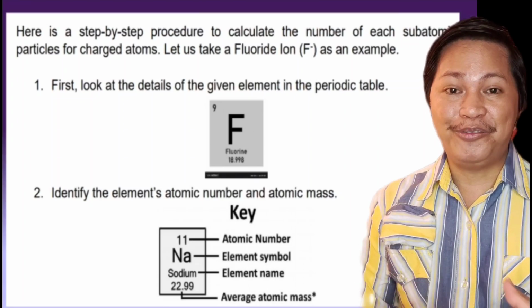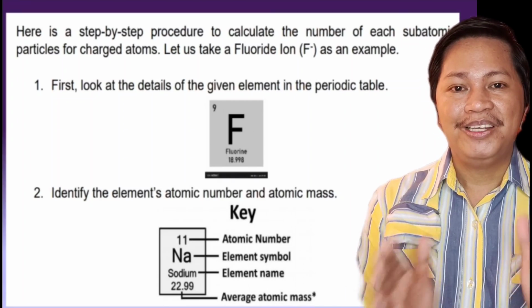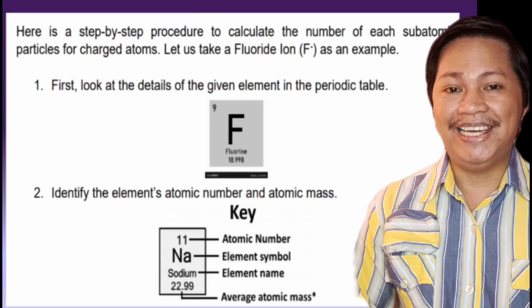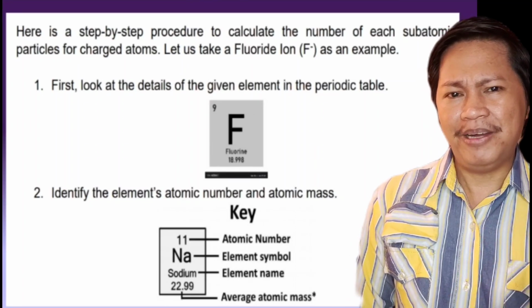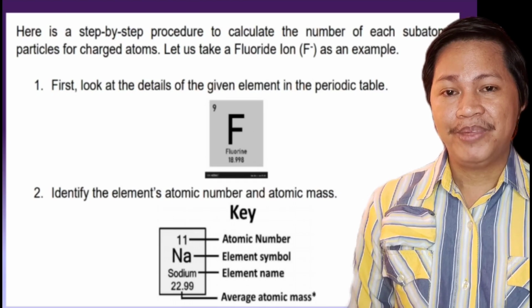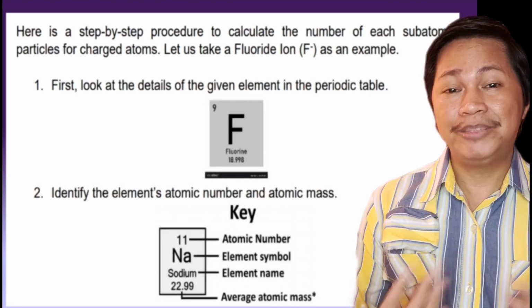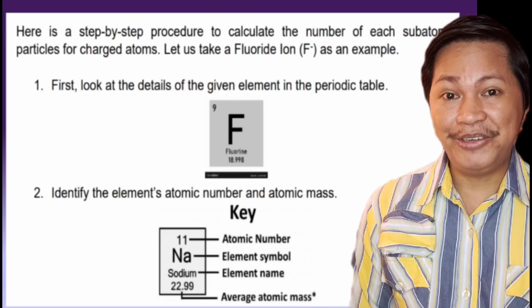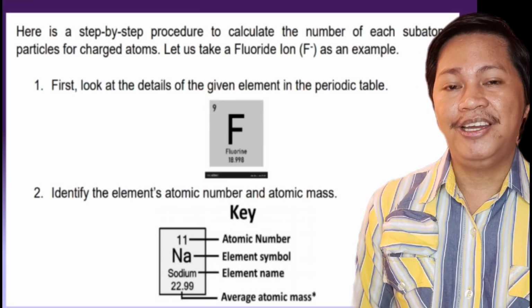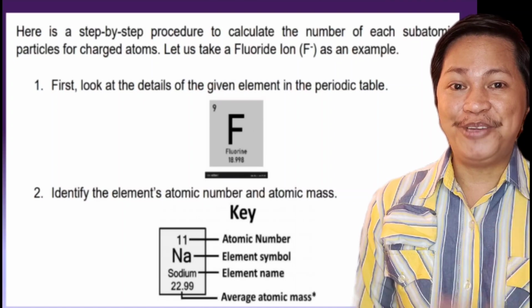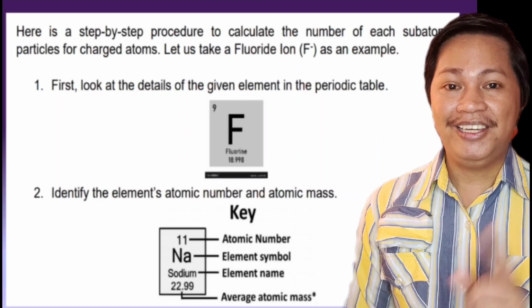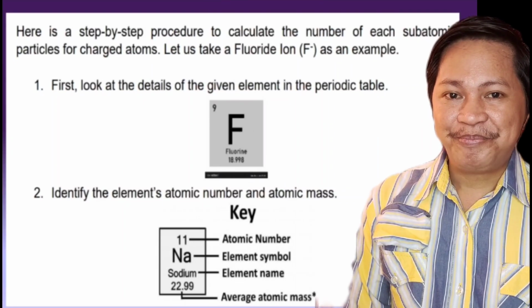Simply by comparing these numbers. The atomic number is less compared to the atomic mass. Mas mababa siya, class, compared sa atomic mass. Usually it's written sa baba yung atomic number, then sa taas naman yung atomic mass. But kahit saan siya ilagay, just remember that atomic mass is larger compared to its atomic number.